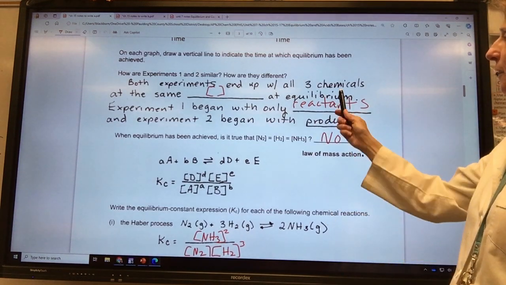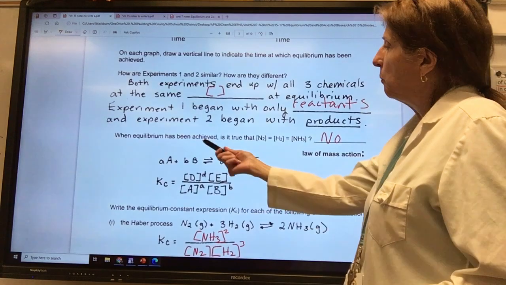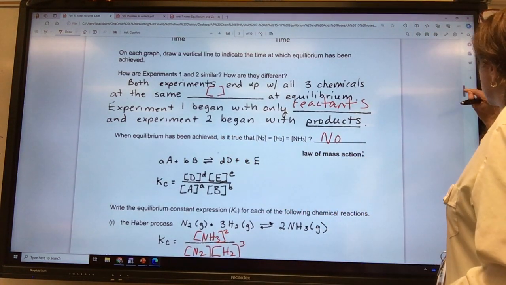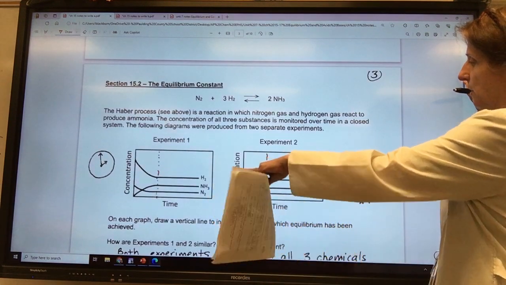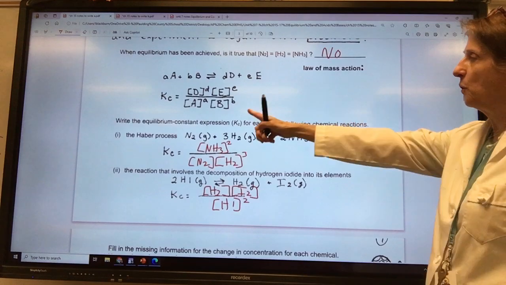Experiment 1 began with only reactants. Experiment 2 began with only products. Once equilibrium was achieved, were those three concentrations the same? Nope. See, they're on different levels? No. Okay, so this is the formula.